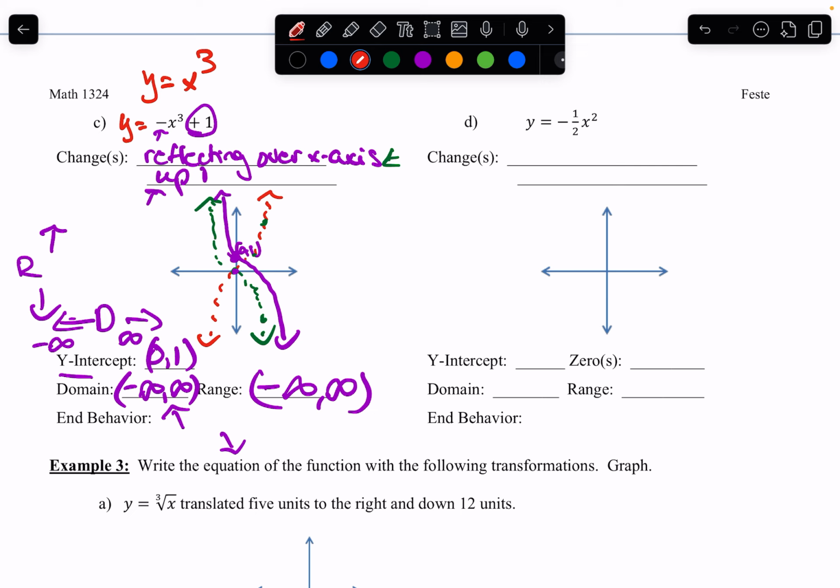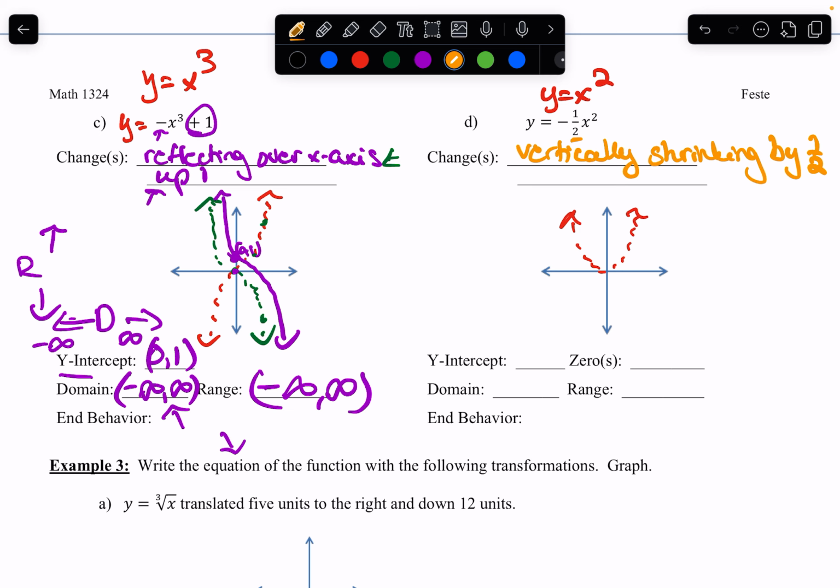Okay, next one. We have an x squared. So our parent function is y equals x squared. Remember, that's the parabola like this, right here. Now, our transformations are, we have this half. So we are vertically, and now since it is less than 1, we are vertically shrinking by a half.